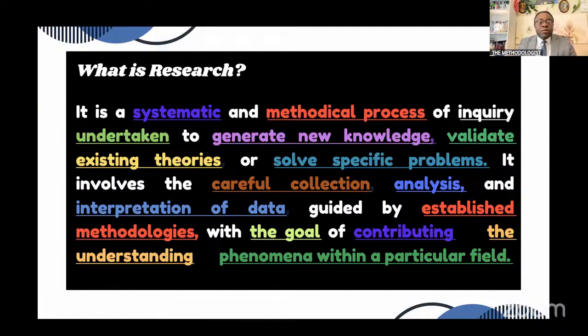Now, when it comes to qualitative research methods, we don't use theories. You may wonder, but why do you have theories? This is just a definition. So this definition is versatile. This definition cuts across both qualitative and quantitative research methods.